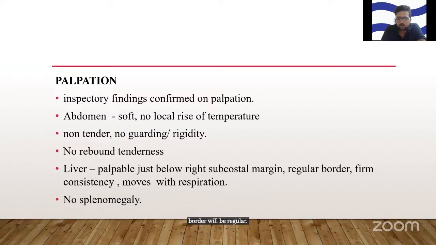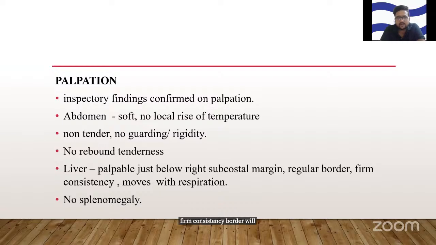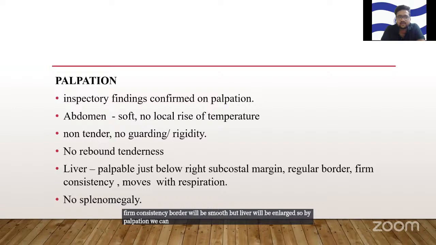Okay. What will the consistency be in congestion? Right heart failure? It will again be firm, but borders will be smooth. Firm consistency, border will be smooth, but liver will be enlarged. So by palpation, we can to some extent make the probable diagnosis, right?